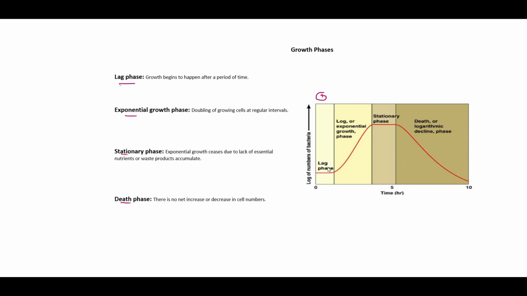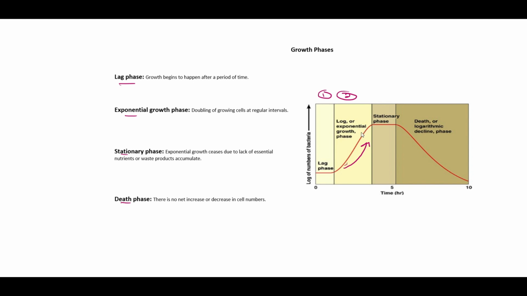The exponential growth phase is the doubling of the growing cells at a regular interval, and we see that exponential growth, and that's 2. Let's clean that up a little bit. Number 1. All right.